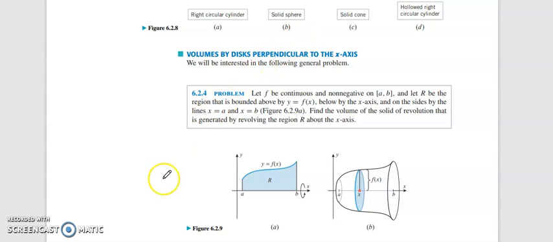So this is our problem. Let f be a continuous and non-negative function on the closed interval [a, b], and let R be the region that is bounded by y equal to f(x), below by the x-axis, and on the sides by the lines x equal to a and x equal to b. Our problem is to find the volume of the solid of revolution that is generated by revolving the region R about the x-axis.